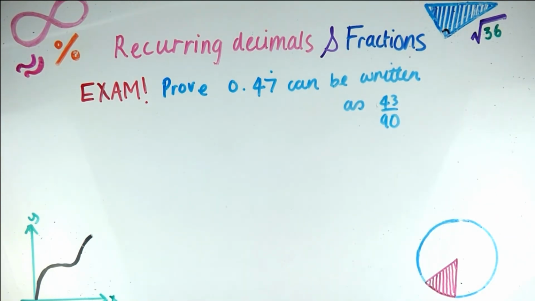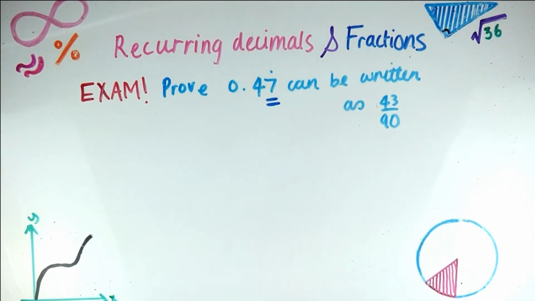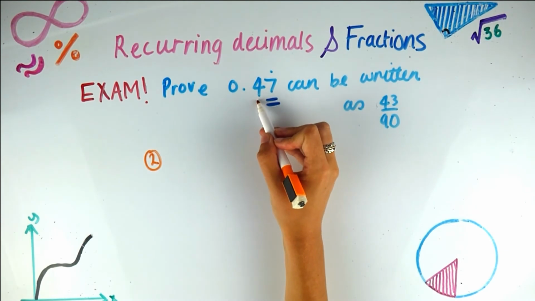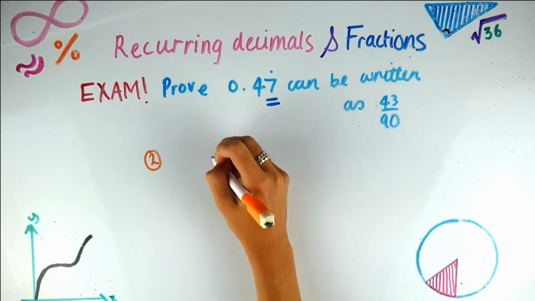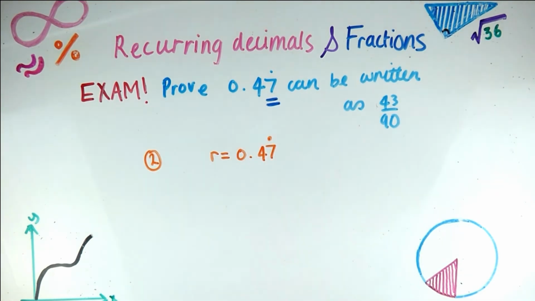Prove that 0.47 recurring can be written as 43 over 90. So first note, we've got recurring and we're going to a fraction. So we know we're going to do this recurring decimals to fractions, and we know that it's a type 2, so I'm going to put a 2 here because it's not straight from the decimal point that it starts repeating. So the first step is we name what we want R. Now we know we're looking for two things that have the same thing after the decimal point, which is going to be the 7 recurring.